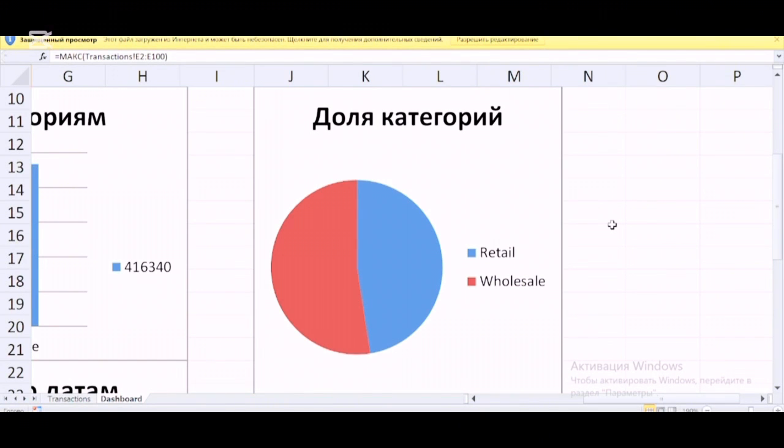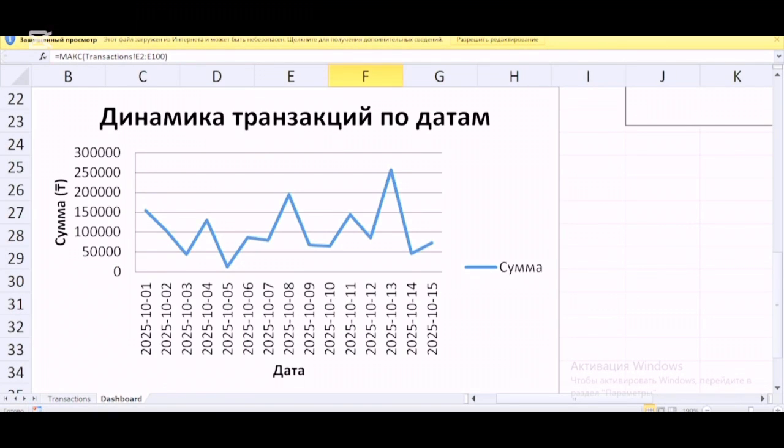I also added a line chart to check the transaction dynamics by date. This visual helps identify periods of increased and decreased activity. As we can see, the highest transaction volume occurred in the second week of October, which may indicate a successful sales campaign or seasonal demand. Tracking such patterns can help managers predict customer behavior and plan resources more effectively.